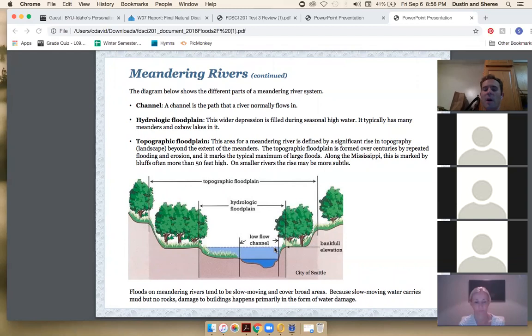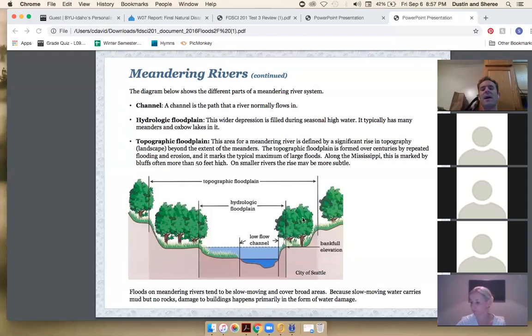Okay, and then you've got what's called the topographic floodplain. That's this outer area here. It's where you're going to have your levees or your bluffs or whatever. This is where the river will only fill up to when you're flooding. Most of the time, this is just a flat surface on the sides of the river. It's got trees, it's got grass. Sometimes cities are built in here.